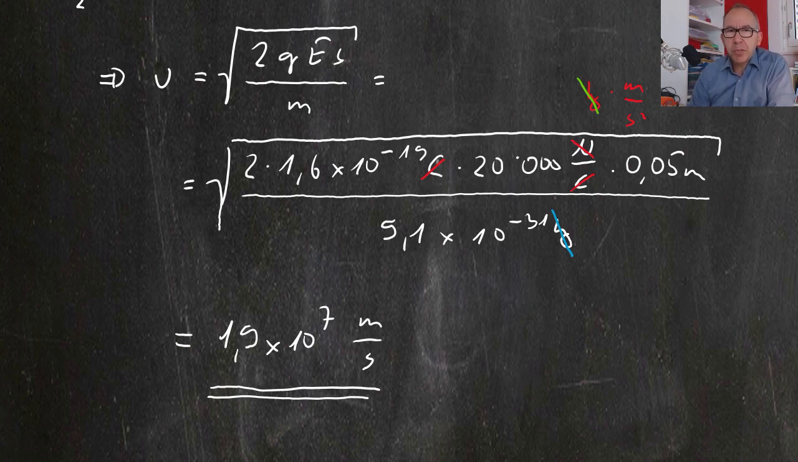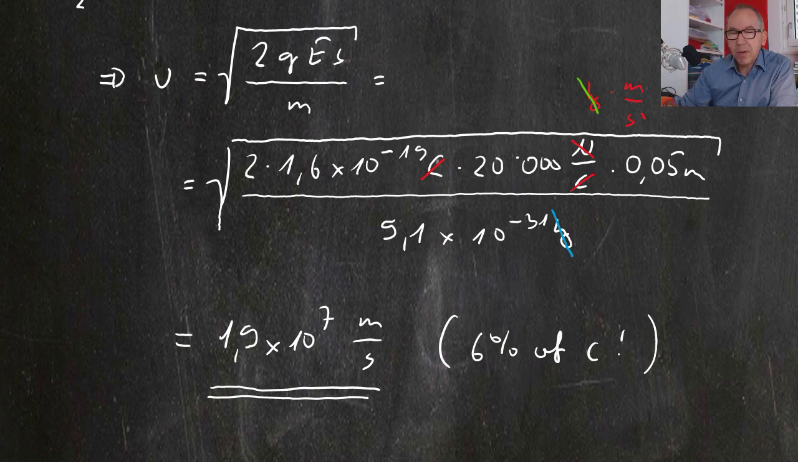These numbers are what you can do in a lab, for example. These are typical fields and distances. And if we compare that with the speed of light, which is 3 times 10 to the power of 8 meters per second, we can see that it is 6% of the speed of light.